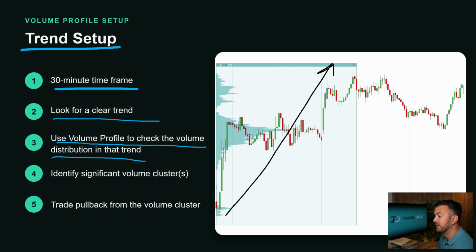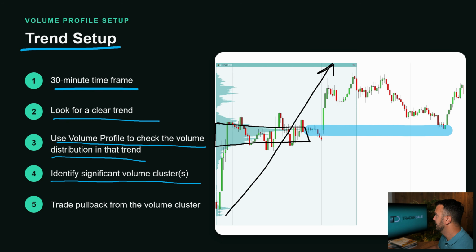That's very important, right? Anyways, you check the volume distribution in the trend, and what you want to see there is you want to see a significant volume cluster, one or more. In this case, there's a heavy volume cluster in here that definitely stands out. So in this case, that would be the one to trade from. And then you trade pullbacks from it. So you mark it on your chart, you mark that heavy volume cluster, and then wait for the pullback. When the price hits that heavy volume zone, that's where you enter your trade.